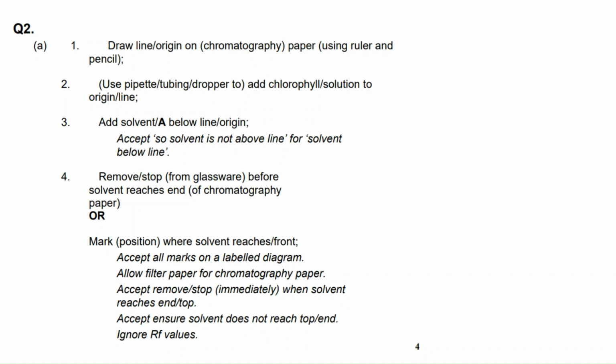It's not really filter paper, but they do kind of allow that, so you would still get the mark for that. And they accept remove when the solvent reaches the end or the top. Well, immediately, because you wouldn't want it to go over that, as that would obscure your results. And then they also accept, for that fourth marking point, ensure the solvent does not reach the top or the end.